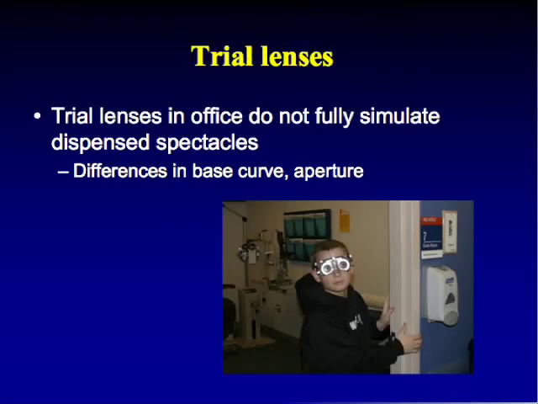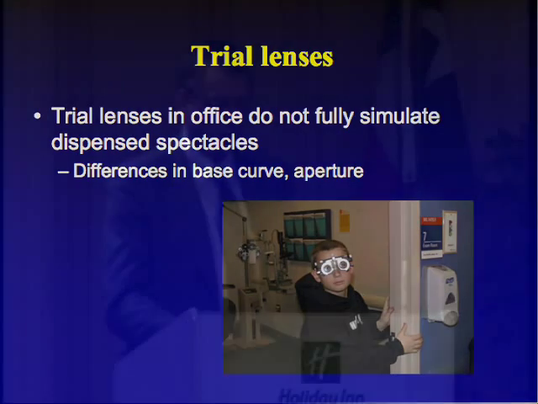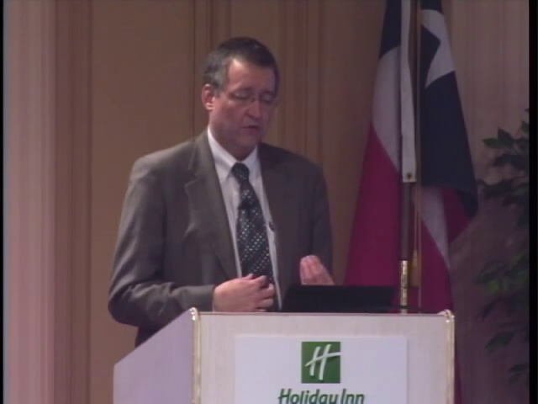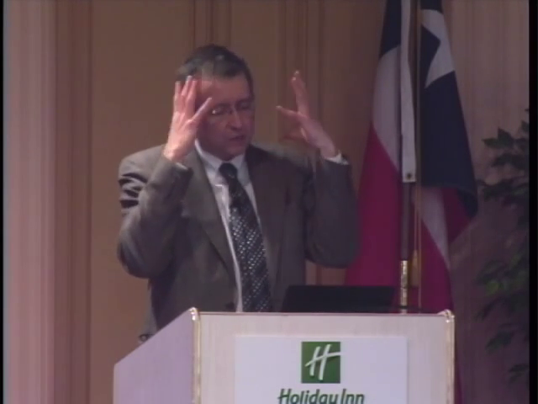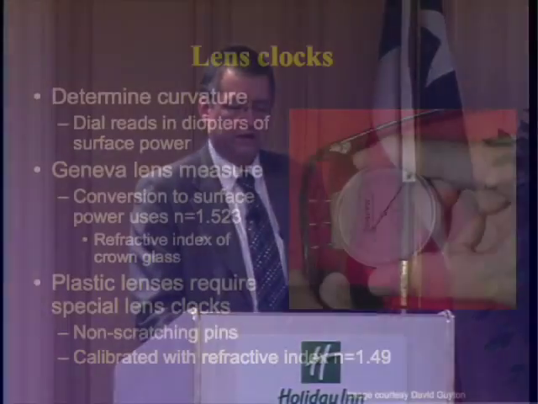So you would think that you're being a good, industrious and studious doctor, and you have this new prescription for a patient, and you're afraid they might not accept it. Maybe it's got some cylinder in there that might be too much. So you put it in the trial lens frames and you have the patient walk around the office and they say it's okay, they still might come back and say that the glasses are no good. And the reason is that they don't fully simulate dispensed spectacles because of differences in the aperture and the base curve, so just be prepared for that eventuality.